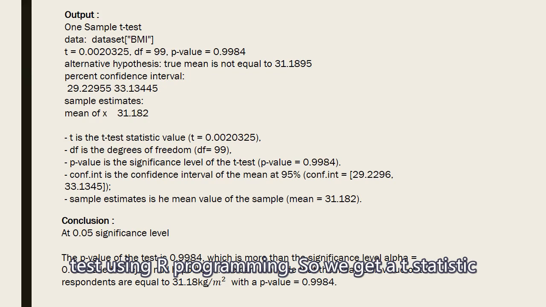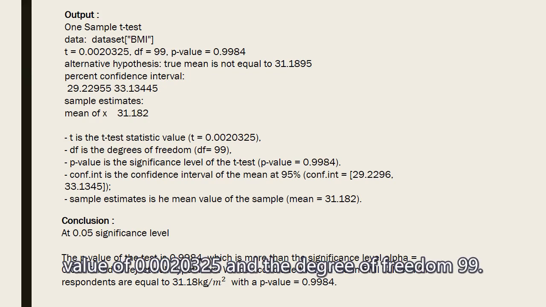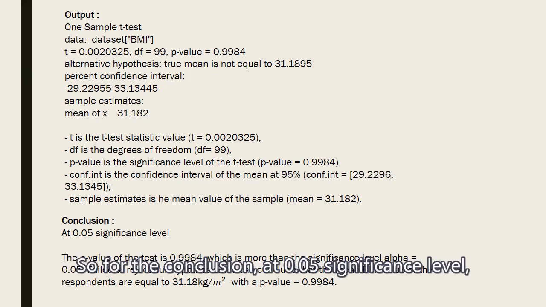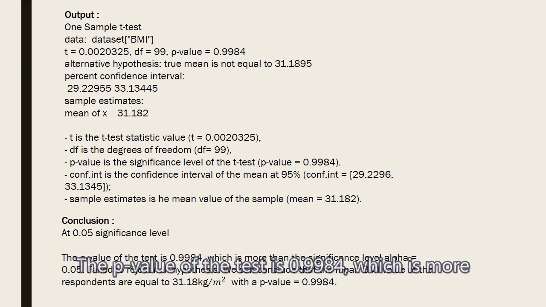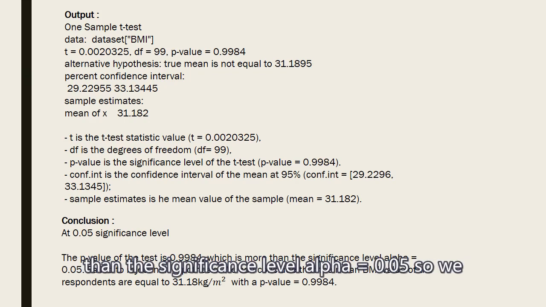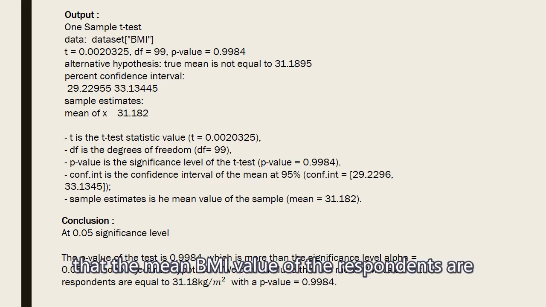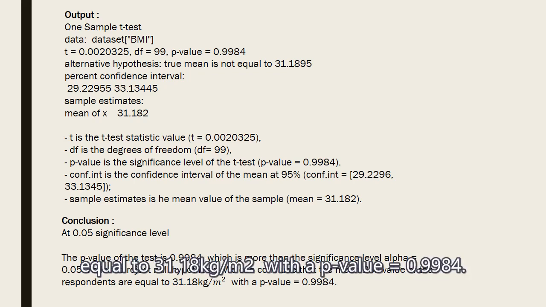So we get a t statistic value of 0.0020325 and degrees of freedom 99. For the conclusion, at 0.05 significance level, the p-value of the test is 0.9984, which is more than the significance level alpha equal to 0.05. So we fail to reject the null hypothesis, and we can conclude that the mean BMI value of the respondents is equal to 31.18 kg per meter squared with a p-value of 0.9984.